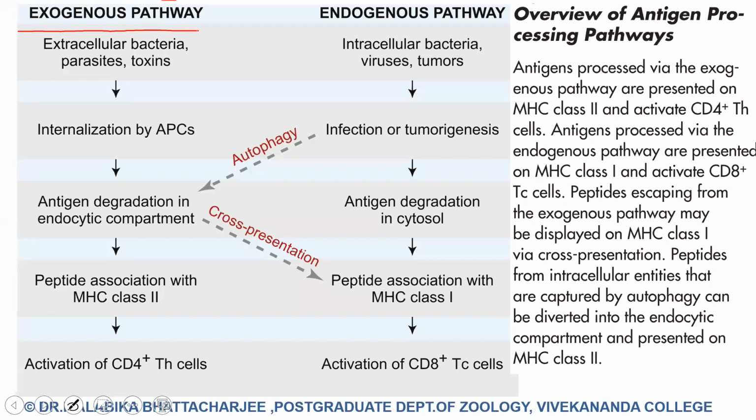In the exogenous pathway, as you can see, extracellular bacteria, parasites, toxins are ingested by the antigen presenting cells. Within the cytoplasm of the antigen presenting cells, the ingested antigens are degraded. Since these degraded antigens or polypeptides will be loaded on MHC class 2, remember the size of these polypeptides will be 13 to 18 amino acids long. These will be loaded on the peptide binding groove of MHC class 2 molecule, which is formed by the alpha 1 and the beta 1 domains.